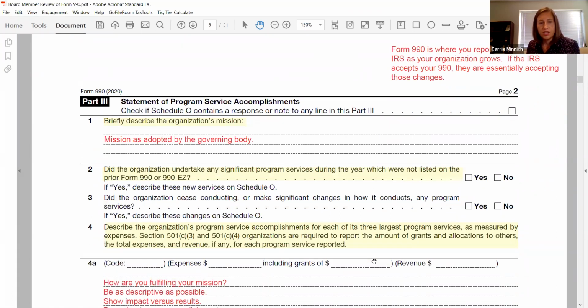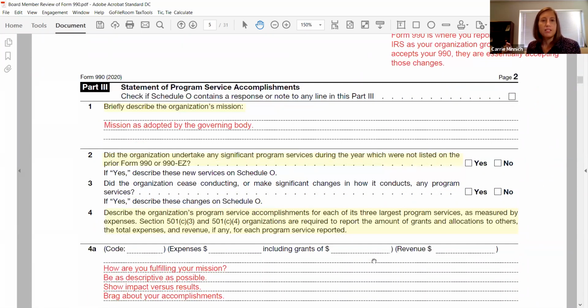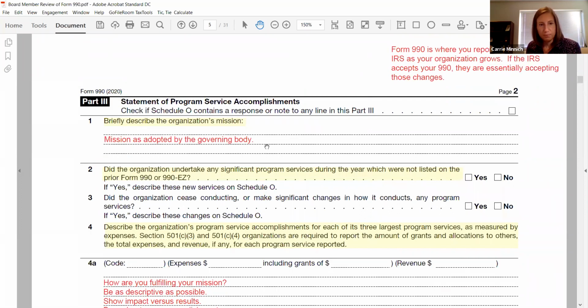All right, the next section, part 3, talks about the statement of program service accomplishments. So this is where, again, not numbers, but words, we're going to talk about what the organization is doing. The first question, number 1, asks you to briefly describe the organization's mission. On the first page, it asked for a mission or significant activities. Here it is actually asking for your mission as adopted by the governing body. So this is the mission that has been approved by the board.